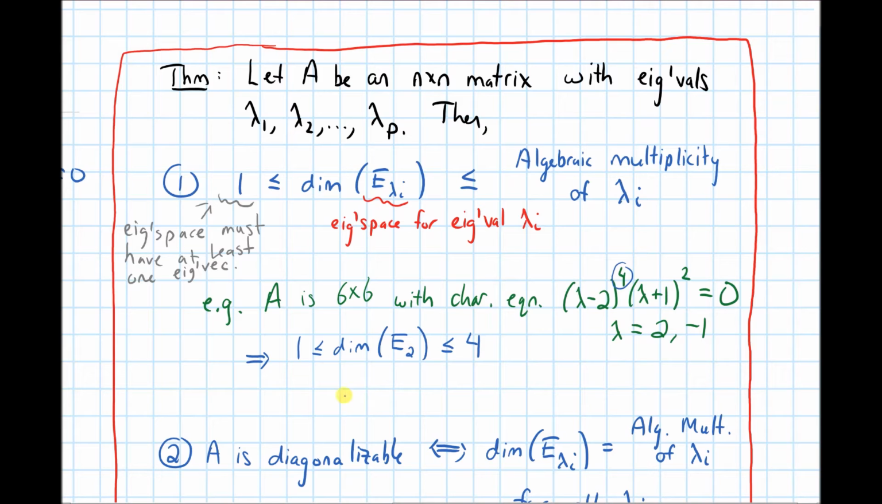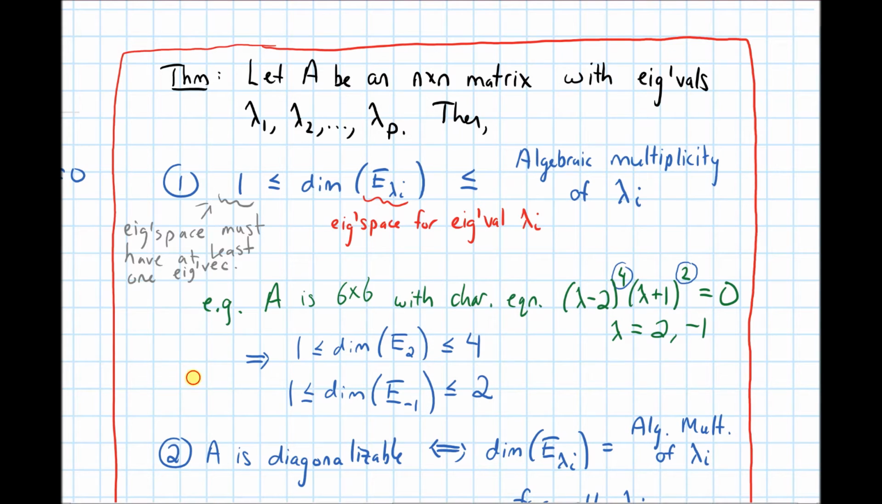Similarly, the dimension of the eigenspace for the other eigenvalue, -1, is also going to be greater than or equal to 1. The dimension always has to be greater than or equal to 1 for an eigenspace. And on the other side, it'll be less than or equal to the algebraic multiplicity, which for -1 is 2.